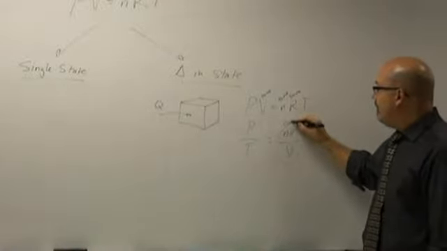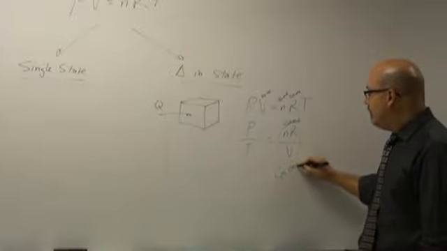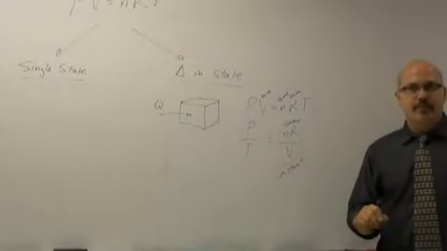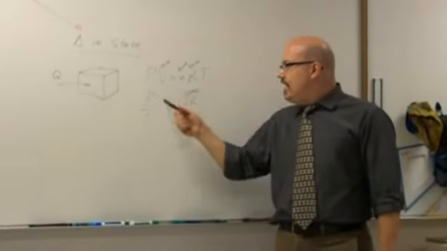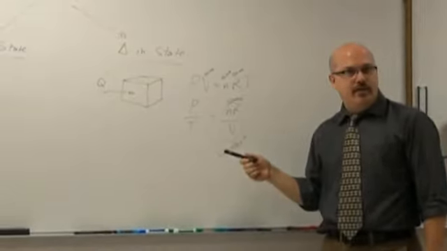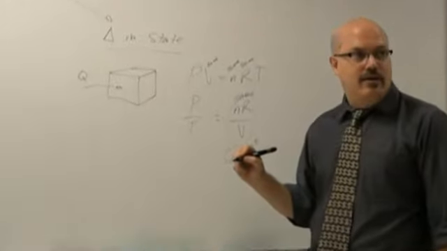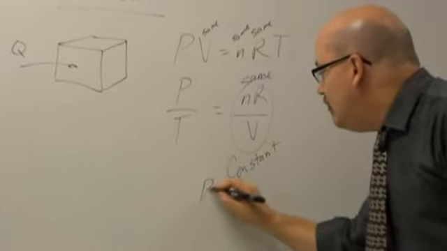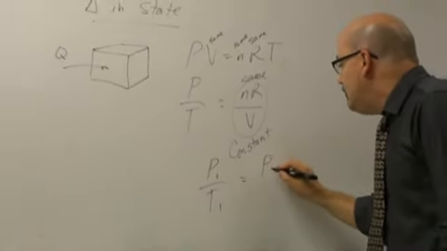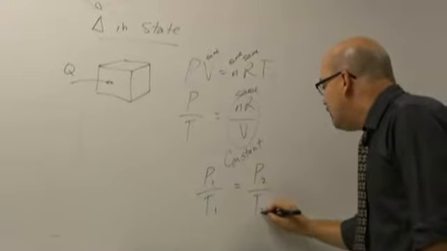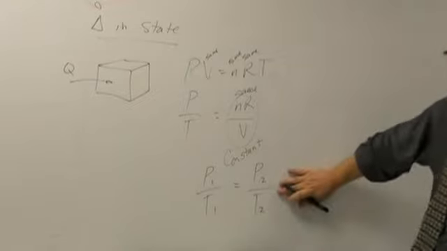All of these are staying the same, which means they're a constant. So wait a minute. If these are changing and these are staying constant, then P over T has to be constant. Which means that pressure 1 over temperature 1 must equal pressure 2 over temperature 2. See how that occurs?